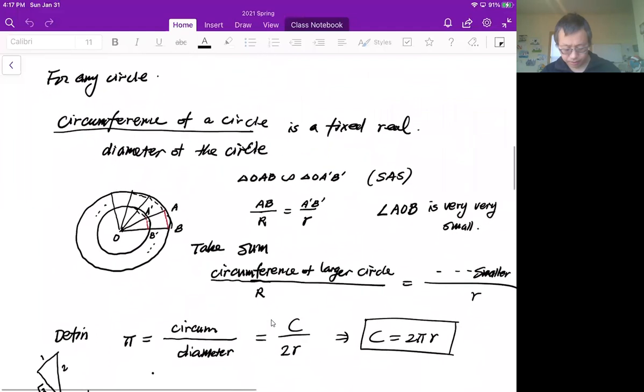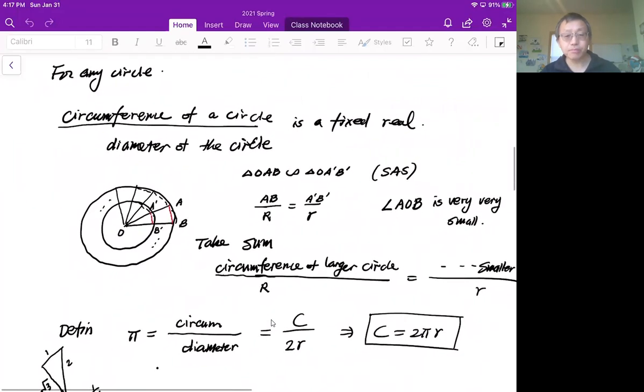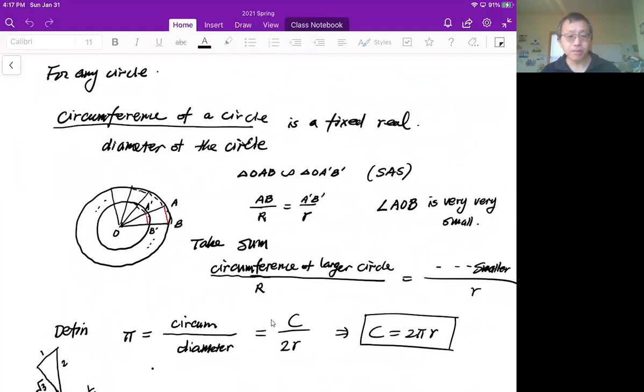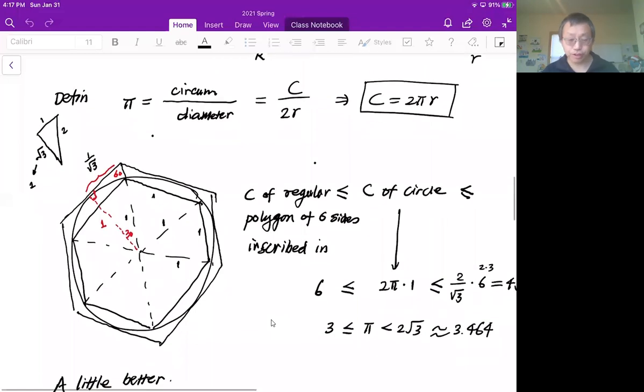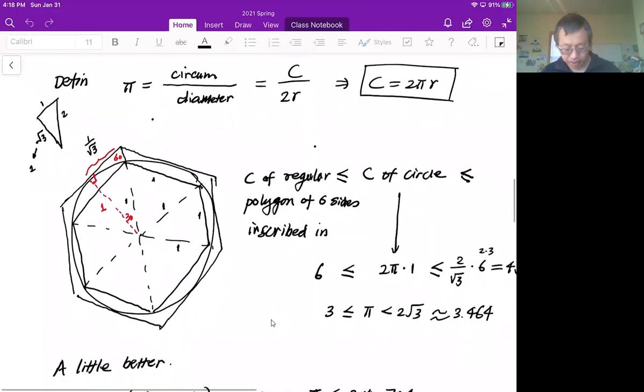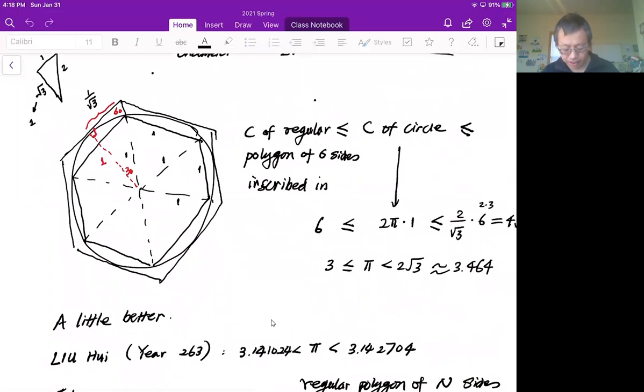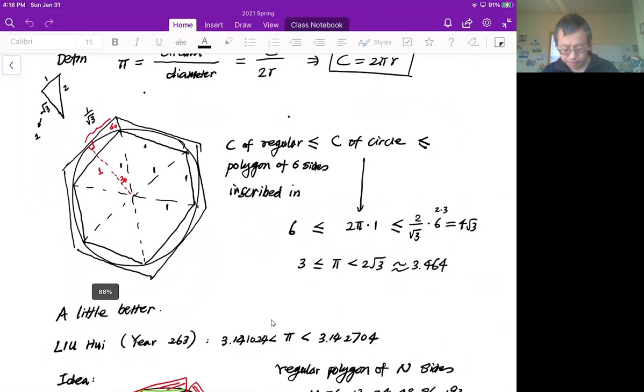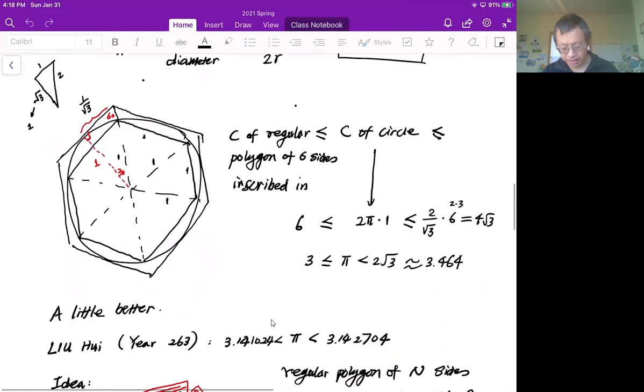Okay, and the circumference of a circle. Here's how you define pi: pi is defined to be the circumference of a circle divided by the diameter, or divided by 2r. That's the definition of pi. And the question is, how do I estimate pi?